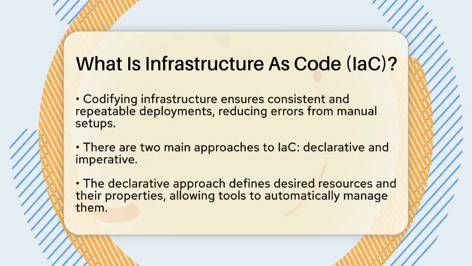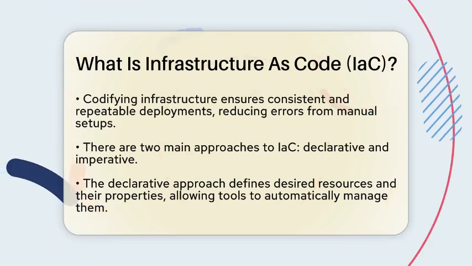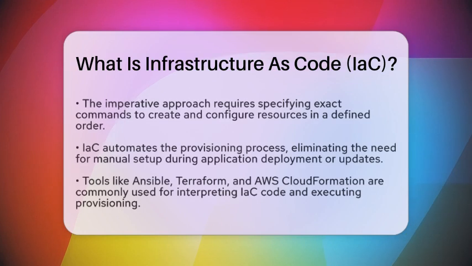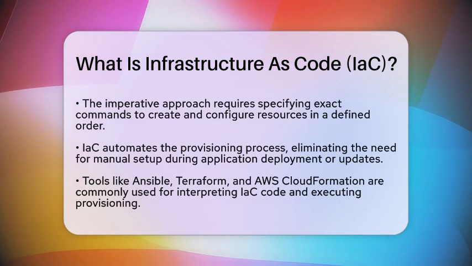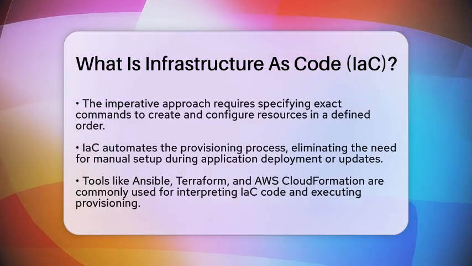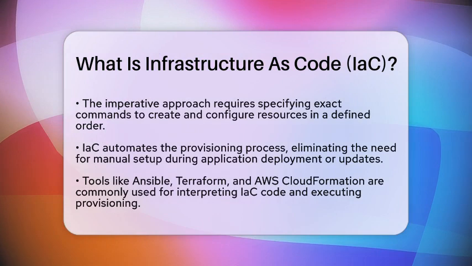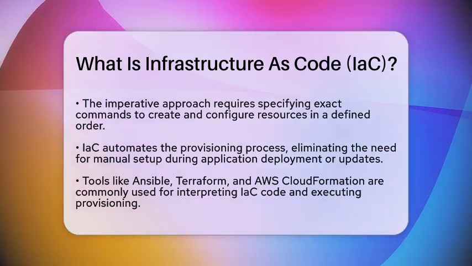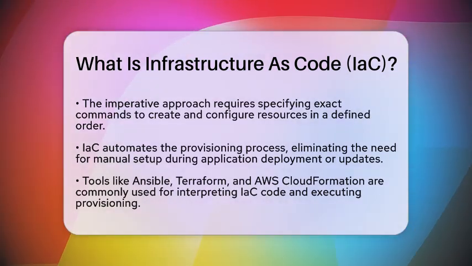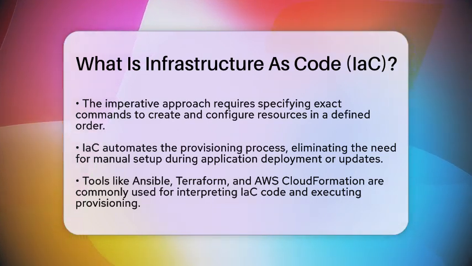Infrastructure as code automates the provisioning of infrastructure. This means that developers and operations teams do not need to manually set up servers, operating systems, or network configurations every time they deploy or update an application. Automation tools like Ansible, Terraform, or Amazon Web Services CloudFormation interpret the code and execute the provisioning processes, improving speed and reliability.